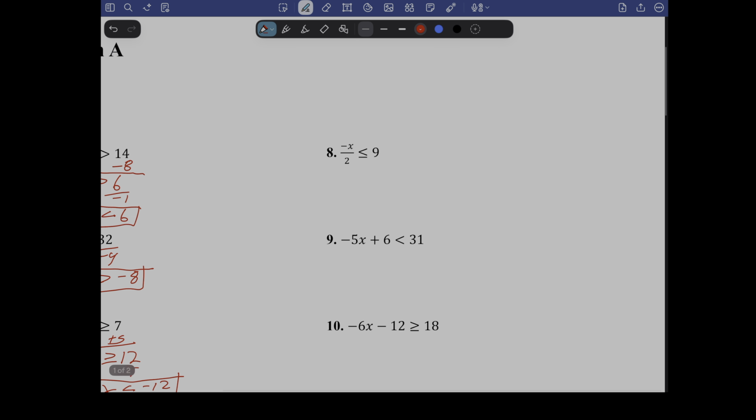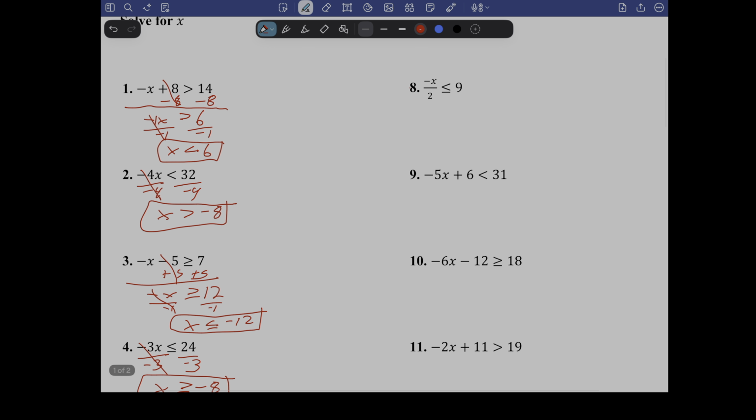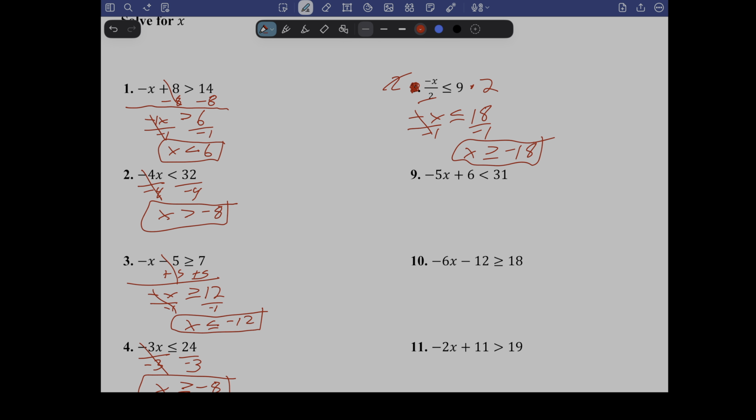Let's go ahead and do the other column now. I'm going to multiply each side by 2, and that's not a cross out, I'm just doing a multiplication dot right there. Once I multiply each side by 2, I drop down negative x is less than or equal to 18. Now that I have to divide by my negative 1, now I flip the sign.